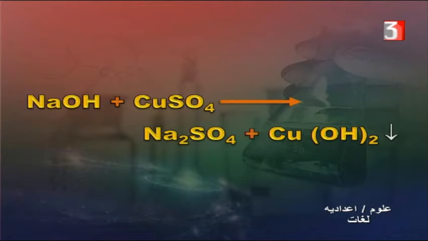As an example, sodium hydroxide as a solution can react with copper sulfate as a blue solution. It produces sodium sulfate and copper hydroxide as a precipitate. Again, sodium hydroxide reacts with copper sulfate to produce sodium sulfate and copper hydroxide as a precipitate.